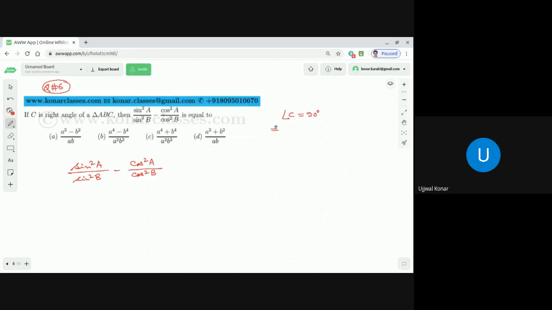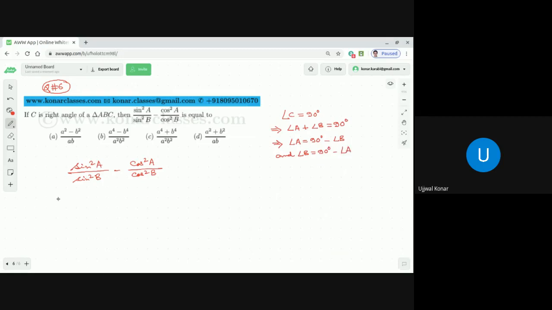That means here, dear students, angle A plus angle B should also be 90 degree, because we know the sum of the three angles of a triangle is 180 degree, correct? So now, as this is the case, we can conclude two things from here: that angle A is equal to 90 degree minus angle B, and angle B is equal to 90 degree minus angle A.